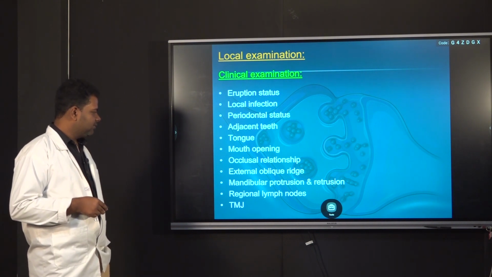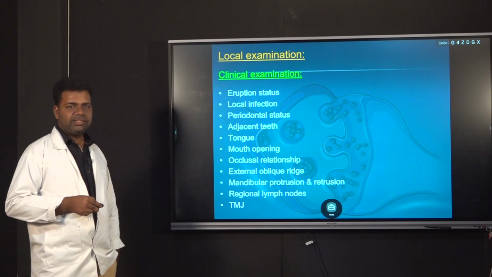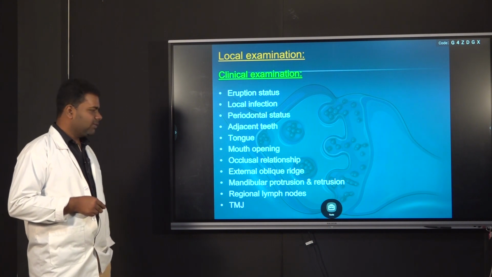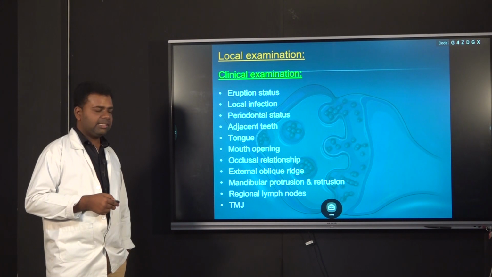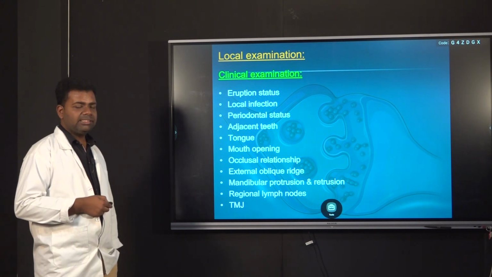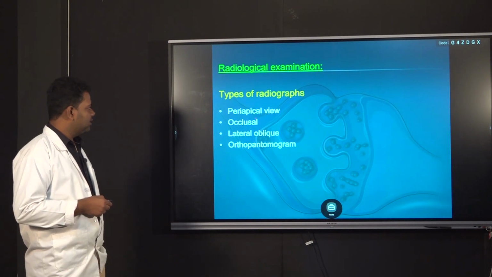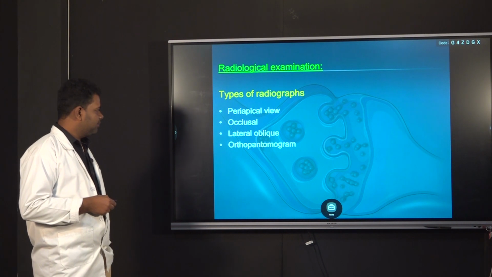Regional lymph nodes can be palpable in cases of any chronic infections like tuberculosis or leprosy. And in the TMJ, the movement of the TMJ should be considered, that is whether any clicking sounds are present or any dislocations or any internal derangement is present, which can result in difficulty in extraction of third molars. And for radiological examination, the occlusal view and orthopantomograph are important.